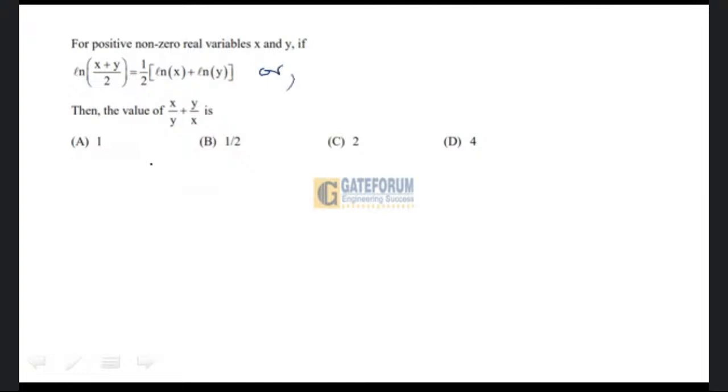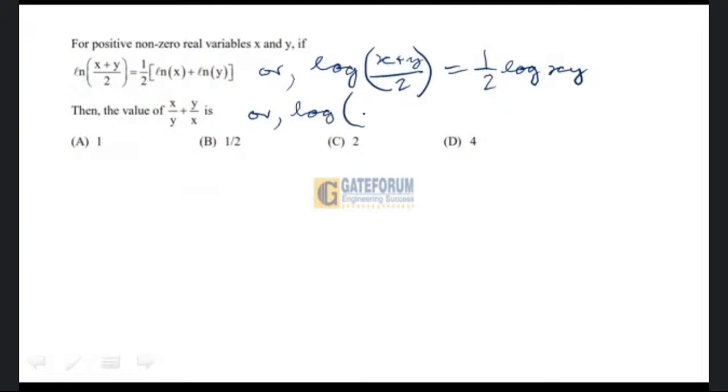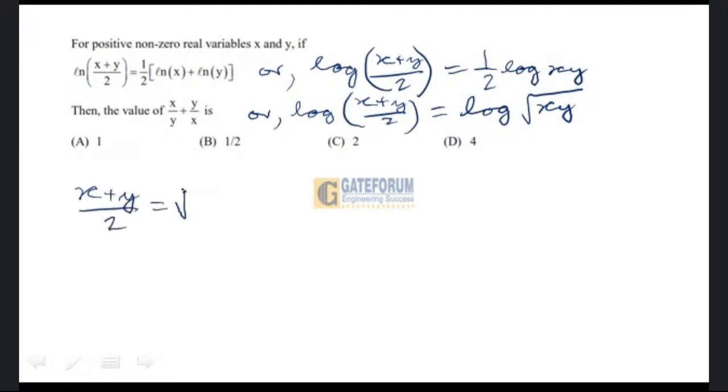From here we can say that log of (x plus y) by 2 will be equal to half of log of xy, because log of x plus log of y can be said to be log of xy. And further we can say log of (x plus y) by 2 is equal to log of root over xy, because this half goes on xy, whole to the power half, is root over xy. So from here we can say that (x plus y) by 2 must be equal to root over xy.